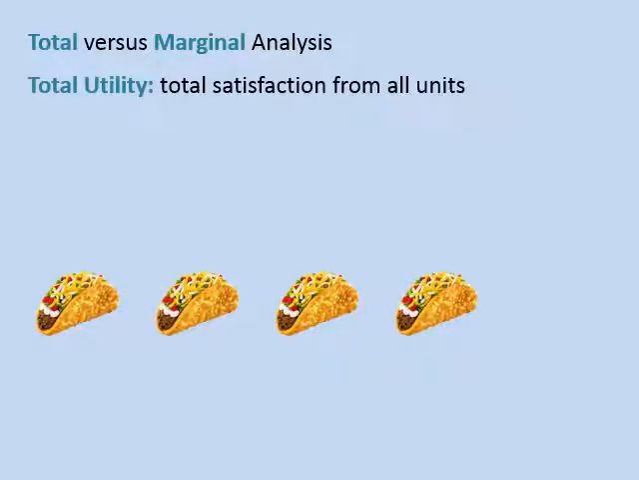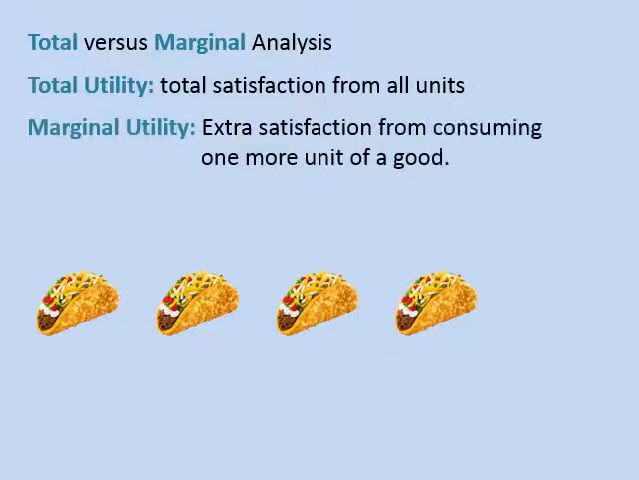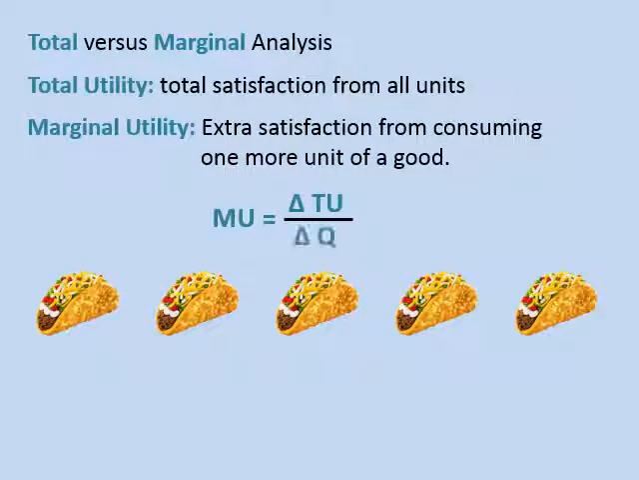Total utility is the total satisfaction from all the units of a good you consume. So if we, in this example, were to eat 4 tacos, it would be the satisfaction we get for all 4. We're also going to do a marginal analysis. The marginal utility is the extra satisfaction you get from consuming the next unit. So if we were to eat a 5th taco, the marginal utility would be the extra utility from just that 5th taco. The marginal utility is the change in total utility divided by the change in quantity.